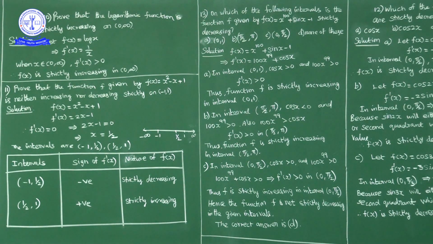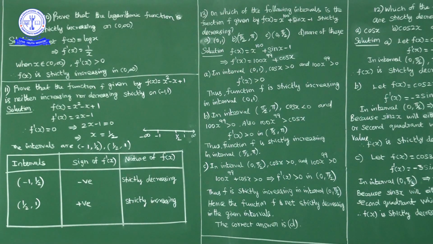Now we are verifying in the interval minus 1 to 1. In the interval minus 1 to 1 we have the point 1 by 2. So minus 1 to 1 is divided into the intervals minus 1 to 1 by 2 and 1 by 2 to 1.